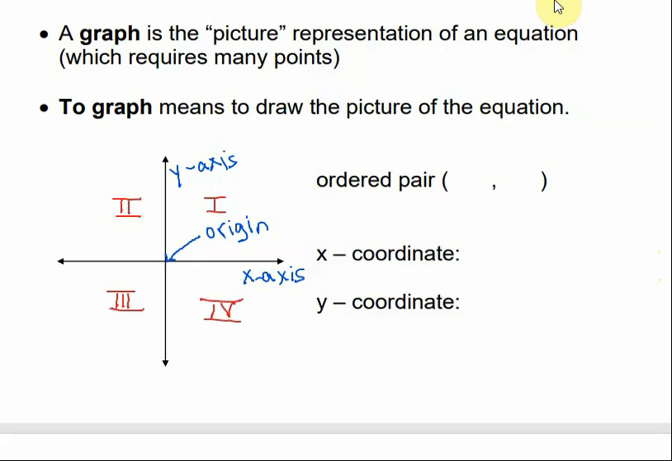And an ordered pair would have some numbers like 2, 5, and that would tell us how far we go. We would go 2 spaces on the number line, on the x number line, and then 5 spaces up to plot our point. So then this is the x coordinate, and this is the y coordinate.